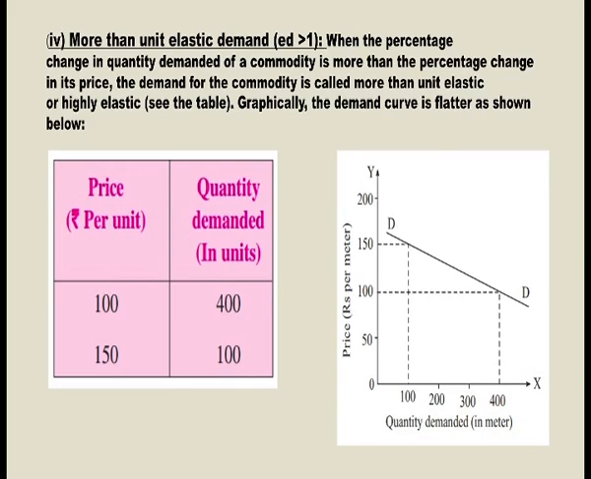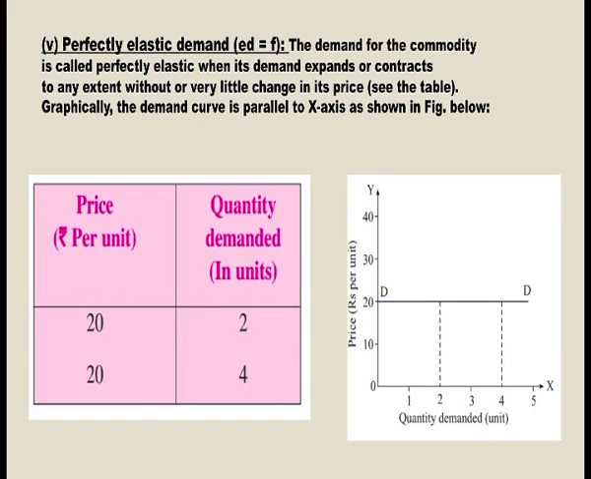Now, the last type of elasticity of demand, that is perfectly elastic demand, where the elasticity of demand you will get is infinite. That means the price remains the same, but the quantity demanded increases or decreases. The quantity demanded increases or decreases without a change in price of the commodity. Price of the commodity remains the same. You can see the table also. The price of the commodity remains the same at rupees 20 per unit, but the quantity demanded increases from 2 to 4. So these are the 5 different cases of elasticity of demand.